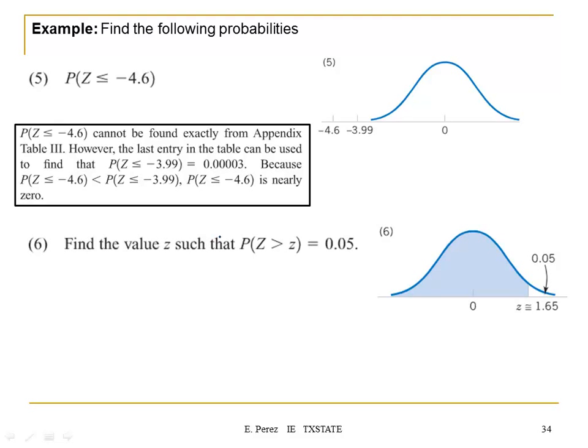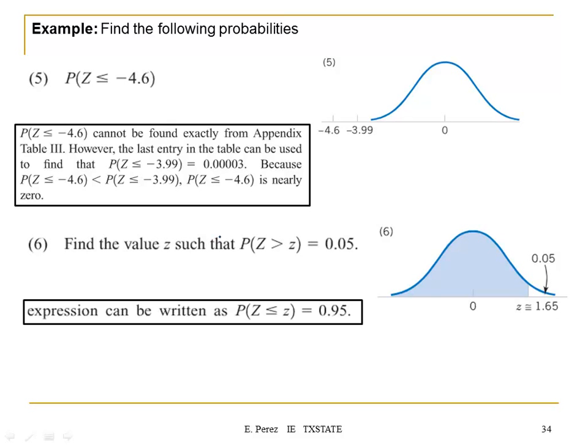Yeah. So 4.6 can be found exactly from the appendix. However, the last entry in the table can be used to find that probability, 0.0003. So that's basically 0. Okay? And the last one, this is what we did in the previous example. I'm giving you the probability, and I want you to find the value of z. So this is the area.